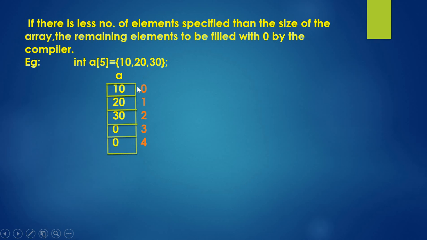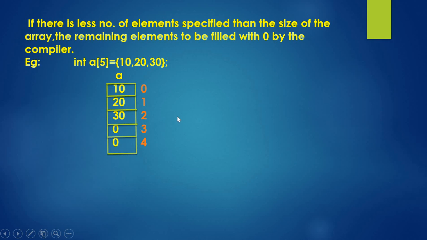For example, here A of 0 is 10, A of 1 is 20, A of 2 is 30. Then A of 3 and 4 will be filled with 0 by the compiler. Suppose it is a 100 element array, a of 100, the remaining 97 elements will be filled with 0.